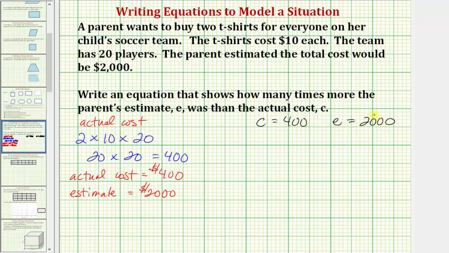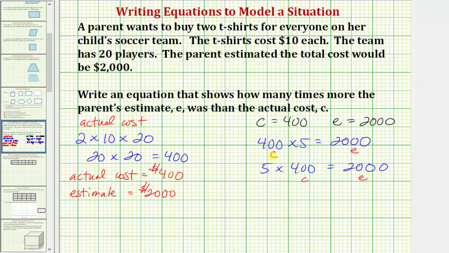So to write the equation, we need to determine what times 400 is going to be equal to 2,000. And because 400 times 5 is equal to 2,000, or if we want, 5 times 400 is equal to 2,000, in order to write our equation with C and E, we'll replace or substitute C for 400 and E for 2,000. Now we can write several possible equations.